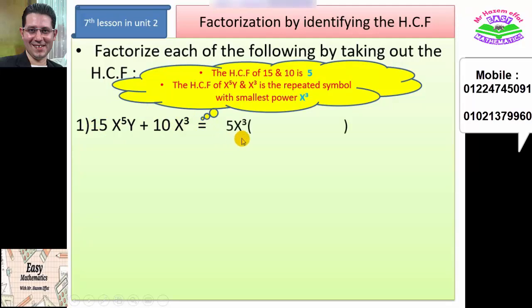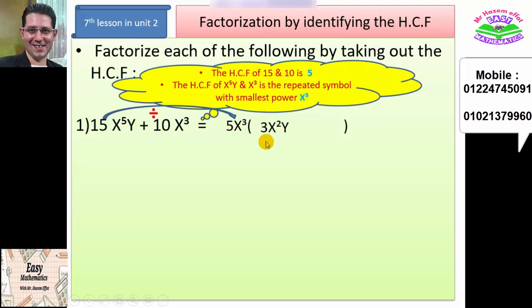So we write it and open brackets. In the second step, we must divide each algebraic term by this H.C.F. 5x power 3. We have studied it before in the previous sessions. When we divide 15 by 5 it equals 3, and when we divide x power 5 by x power 3, it will be equal to x power 2, and keep y as it is.